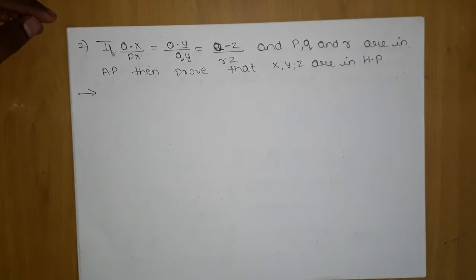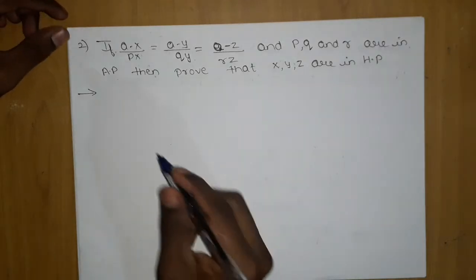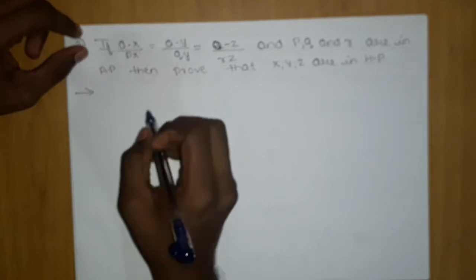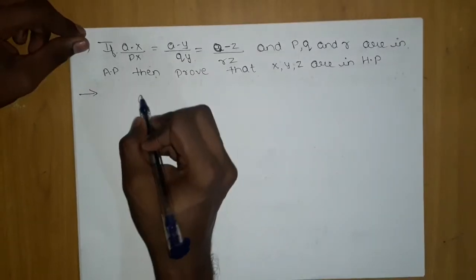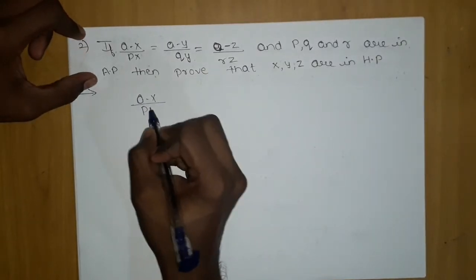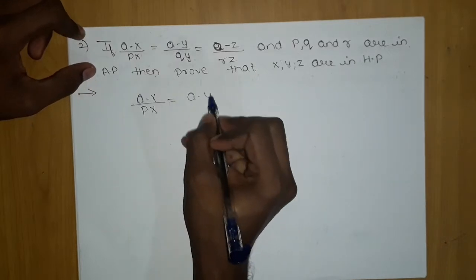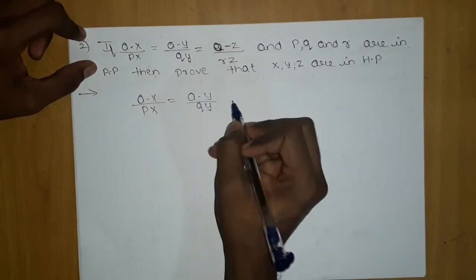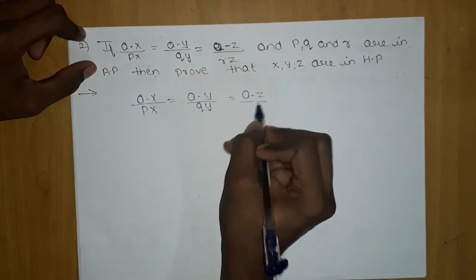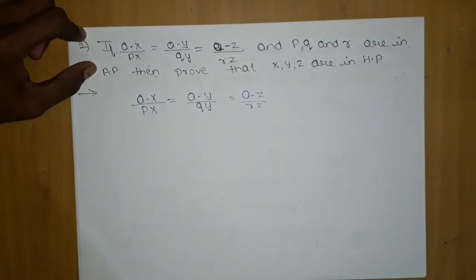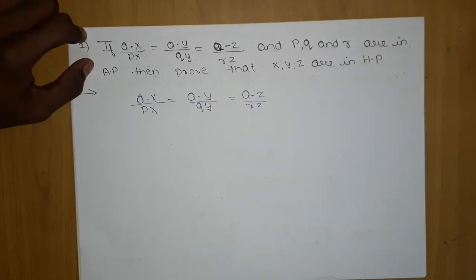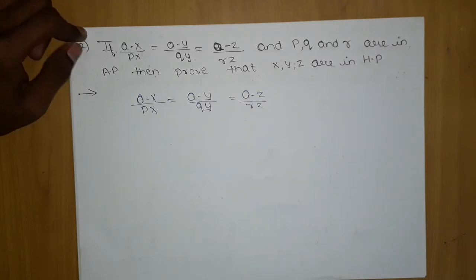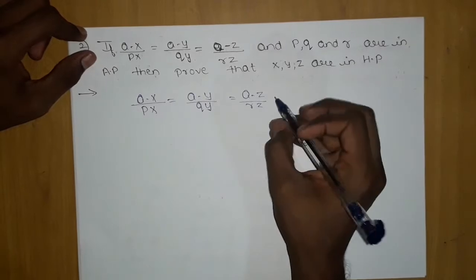Now how will we start? That's why I told you, just understand this question. This is just a theoretical proof type question. (a minus x) upon px, (a minus y) upon qy, (a minus z) upon rz, and p, q and r are in AP. Then prove that x, y, z are in HP.